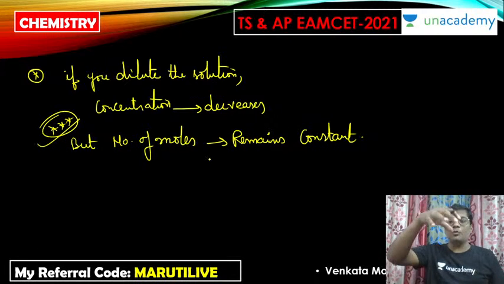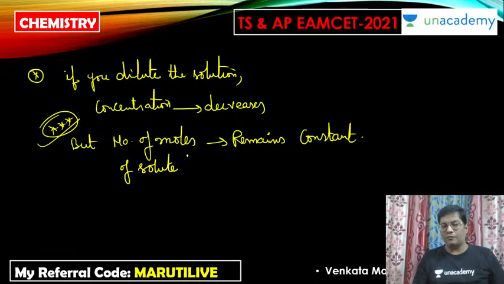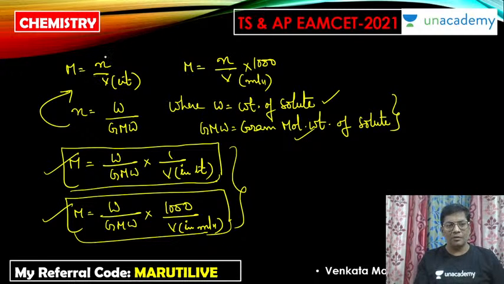So if you add some quantity of water, the solution concentration decreases, but the number of moles of solute remains constant. There is no change of number of moles at all. Okay, see here, what is the formula to calculate the number of moles? N is equal to M into V.